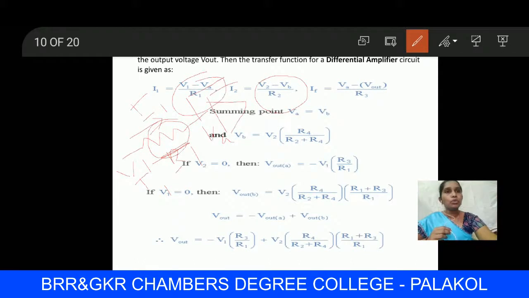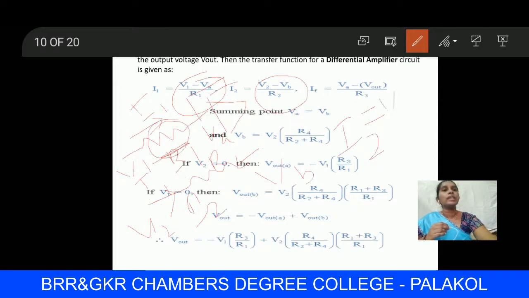And next coming to R2. The next resistor is the R2 resistor. The current is I2, the resistor is R2 and the voltage is V2. Here this is VB. Therefore the current in this terminal, that is resistor R2, is I2 is equal to V2 minus VB divided by R2.